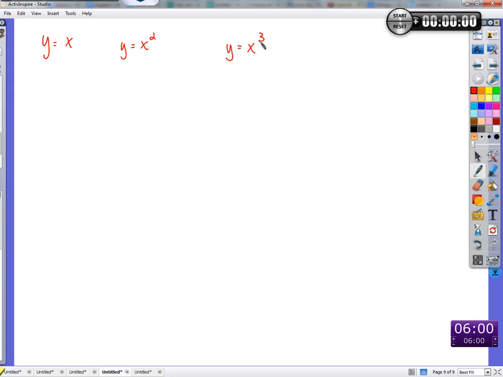Okay, which one is that? This way. First row right here, derivative of y equals x. Derivative of y equals x squared. Derivative of y equals x cubed.